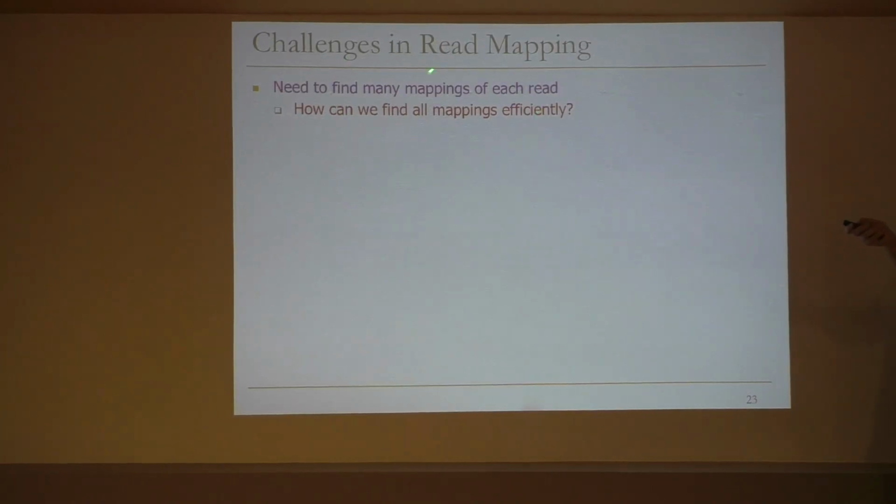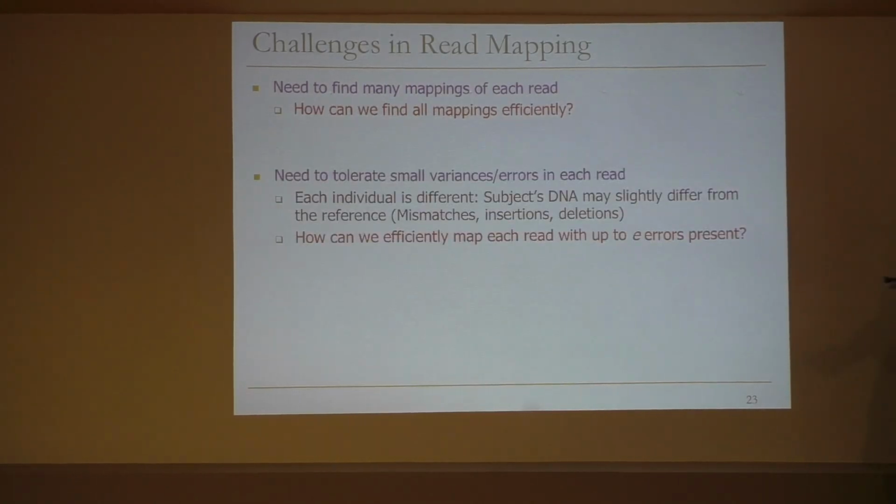Basically, you want to find many mappings of each read. A read may occur in many, many places in a reference genome. How do you find all of them efficiently? You need to tolerate small variances and errors. Each individual is different, as we discussed.